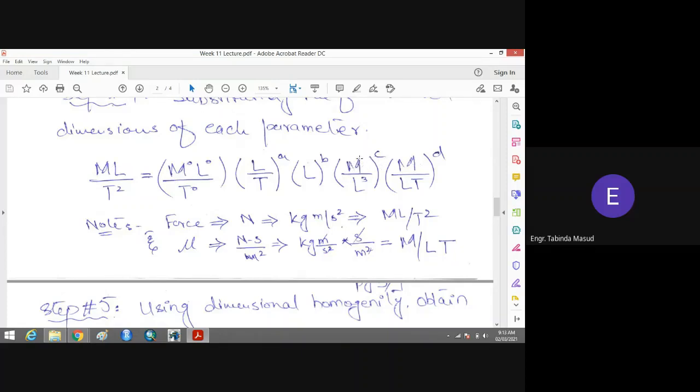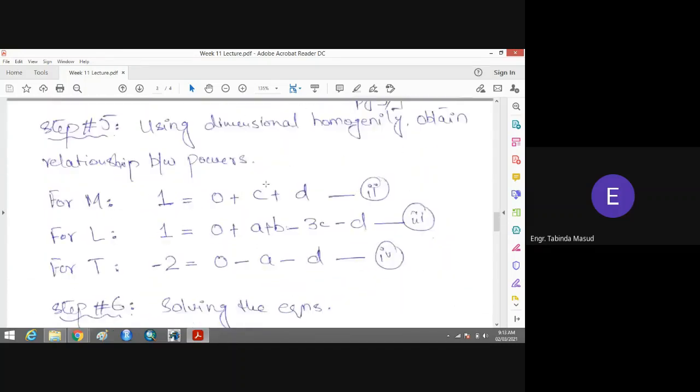Okay, here its power is c and here its power is d. So you can see here 1 is equal to 0 plus c plus d. This is equation number 2. Similarly, you will get the relationship between the powers of L and the relationship between the powers of T.